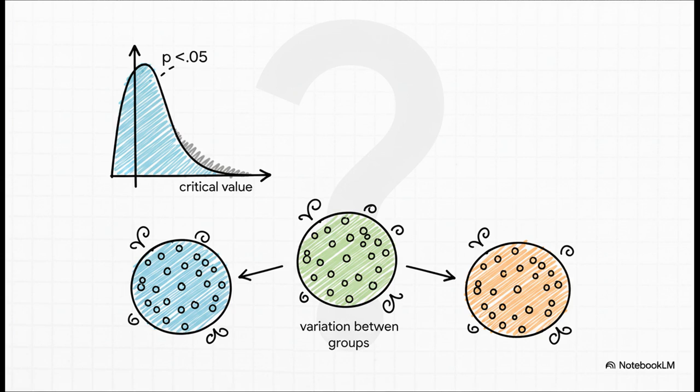It's telling you that, yes, a statistically significant difference exists somewhere among your groups, but it doesn't tell you exactly where that difference is. Is therapy A better than B? Is C different from A and B? The F value by itself can't answer that question.